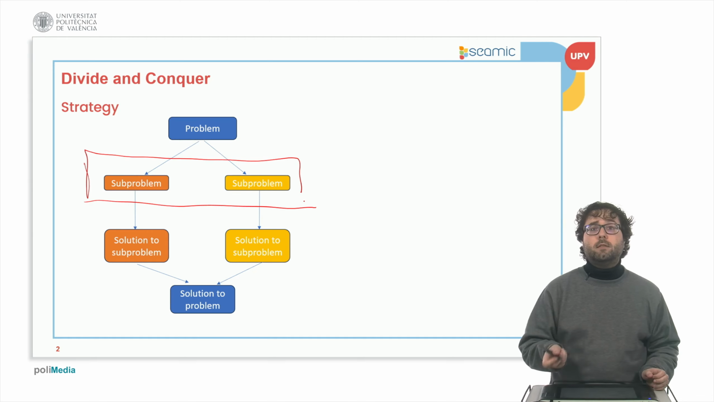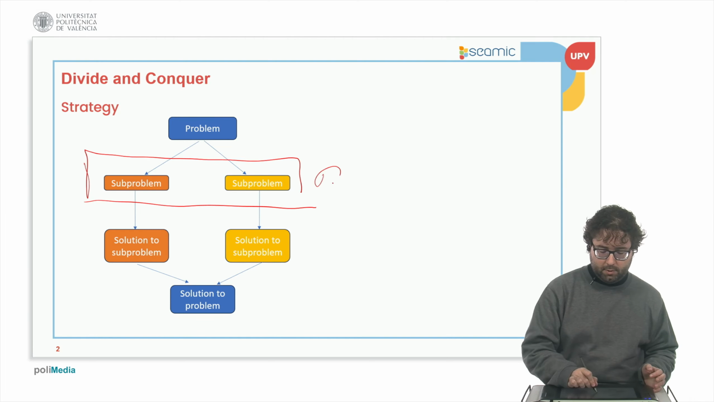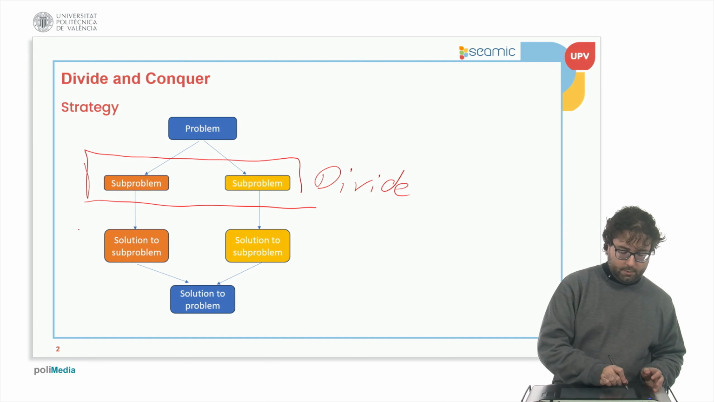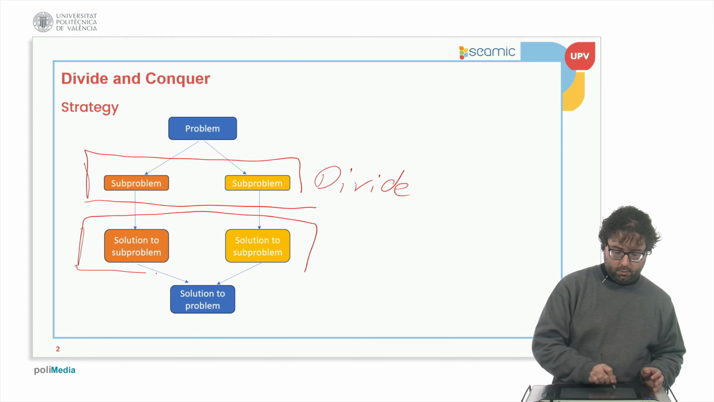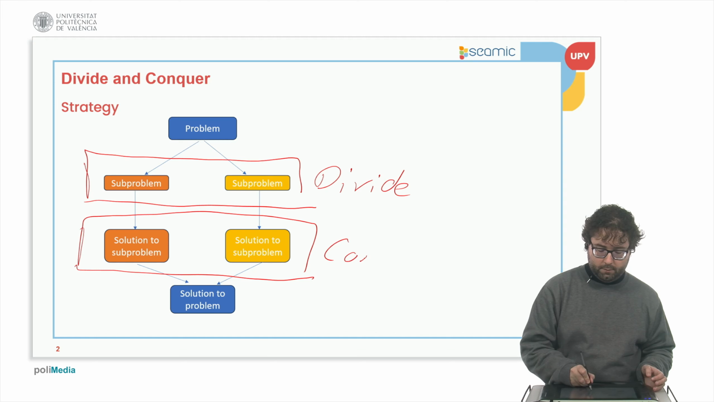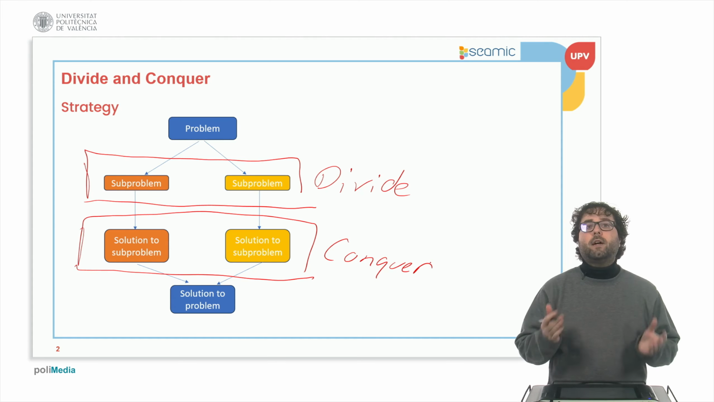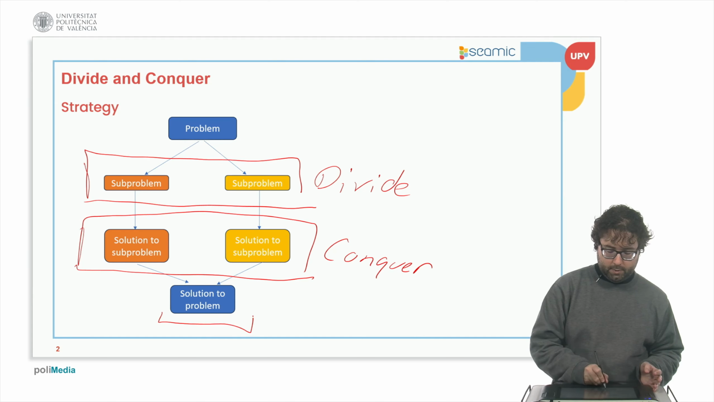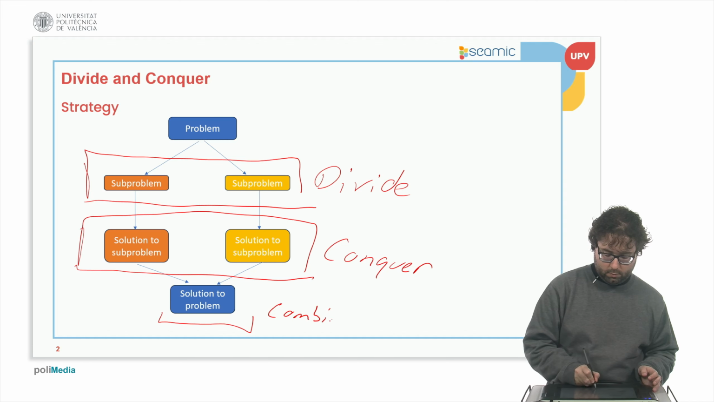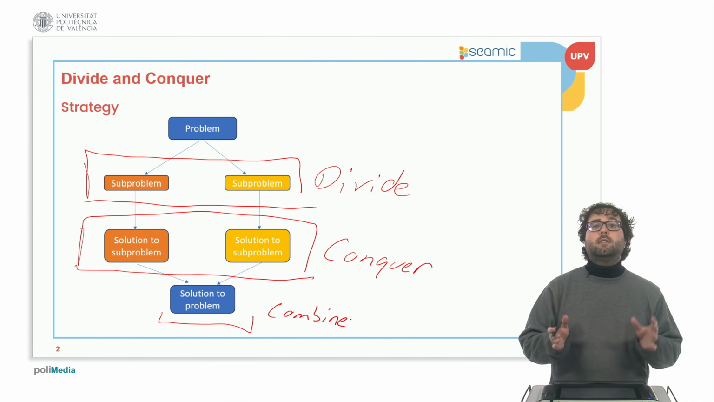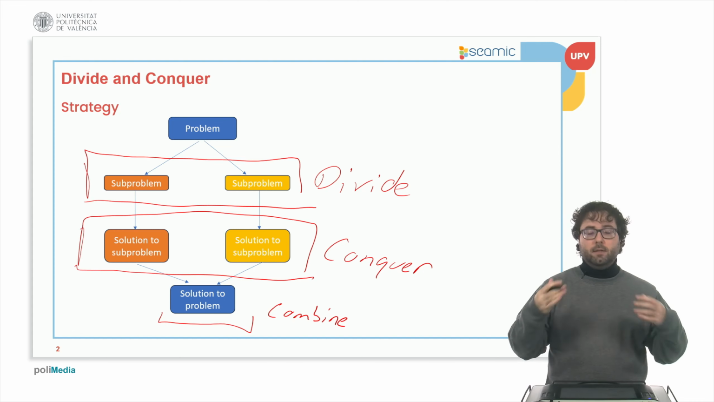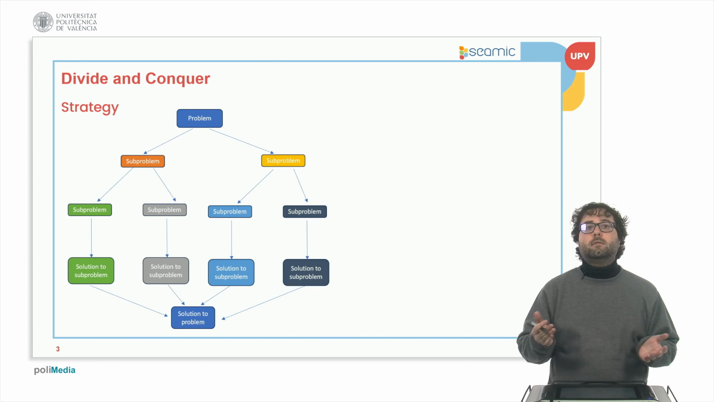This phase of dividing the problem in two sub-problems is what is called the divide part of the strategy. Then the fact of trying to solve those problems is what we call conquer. And finally, the last phase would be just a combination. We call it combine. Of course, this is a simplification, but the division into sub-problems can be done as far as needed.